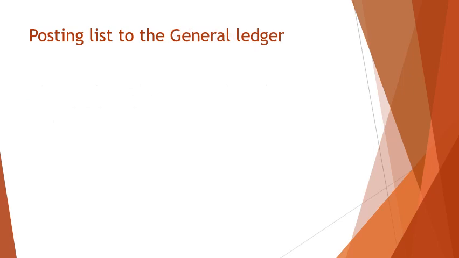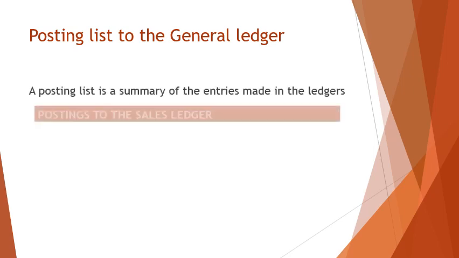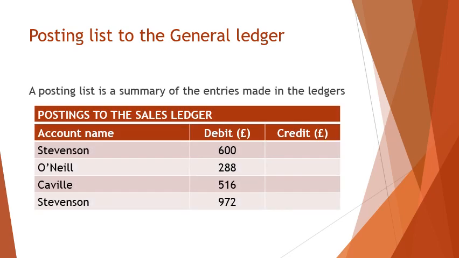So let's have a look at our posting list to the sales ledger. Well, the account names are just going to be the names of our customer accounts. So Stevenson, O'Neill and Caville. And we will record the debits, the gross amounts from each of those invoices, to the relevant account name. Please note that we don't summarize this. So for instance, here we've got two entries to the Stevenson account, and we're not going to merge them together into a single amount. We're going to record each separately.